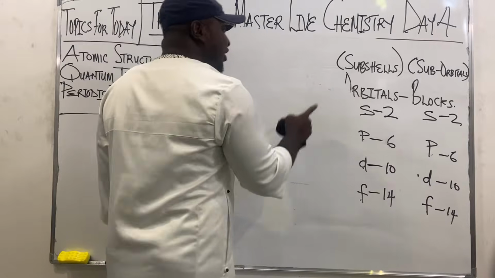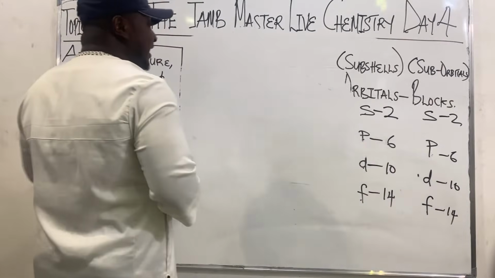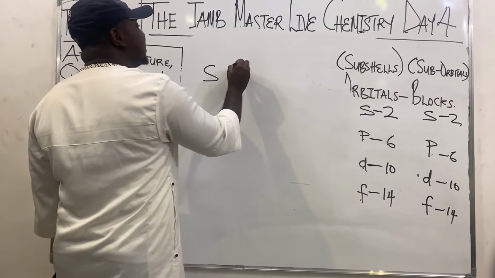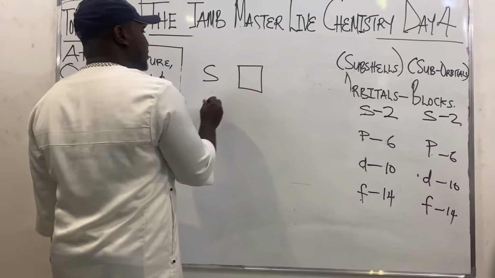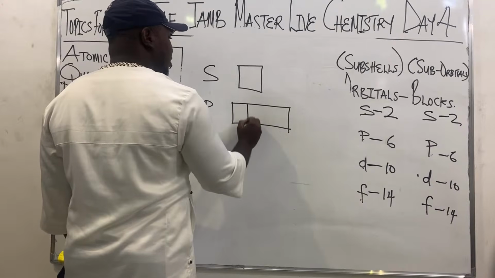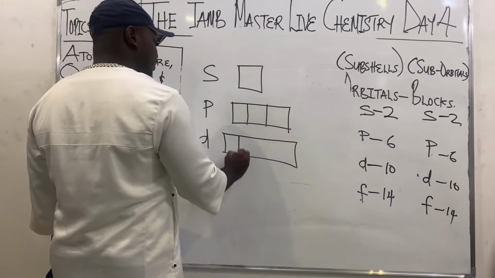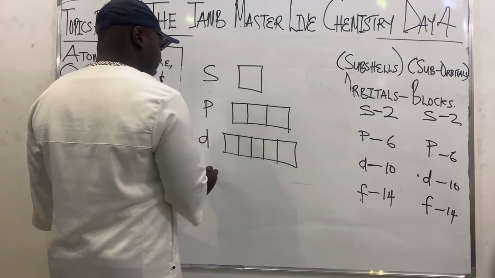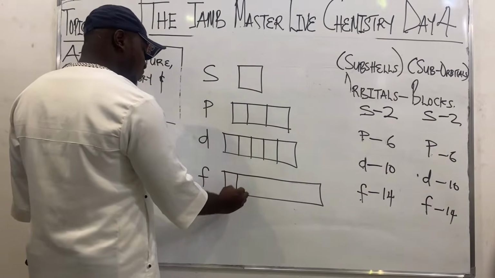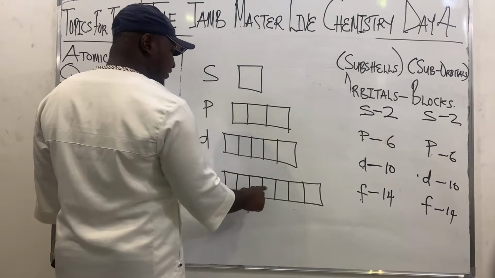Class, today we're not talking about shells. We want to focus on the orbitals and the blocks. Let's look at the block level. The S block is made up of one column, class. The P block contains 3 columns. The D block contains 5 columns. The F block contains 7 columns. One, two, three, 4, 5, 6, 7.